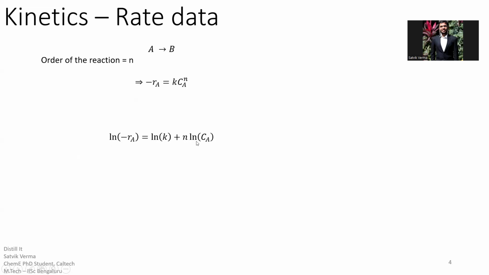So here, even if the order is not known, you would be able to get the order from the slope and the rate constant from the intercept. That is, beta naught will give you ln k and beta 1 will give you n, right? So you can consider ln minus Ra and ln ca as y and x respectively, right?